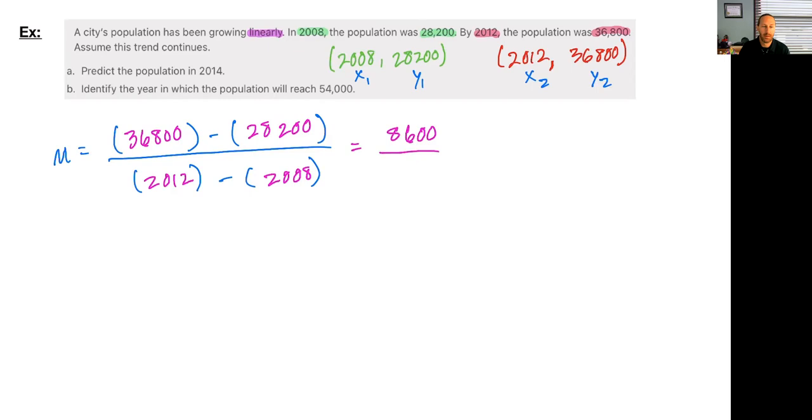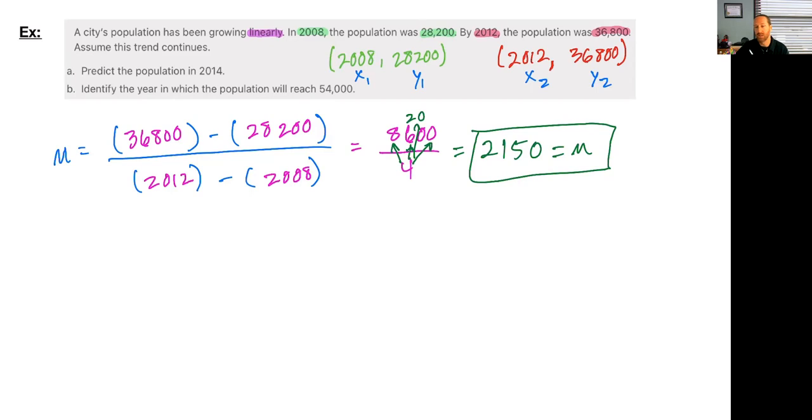I don't need a calculator for that, nor do I need it for 2012, 2008. Just count upwards rather than subtracting. That's a difference of 4 years. Now, again, I don't need a calculator because I can just simply divide the 4 into the 8. That gives me 2. Divide the 4 into the 6. That only goes in once, so I'd have 2 left over, and then I bring down the next thing, and I know 4 goes into 20 5 times, and then the last 0, don't forget it. So my slope or average rate of change would be 2,150.